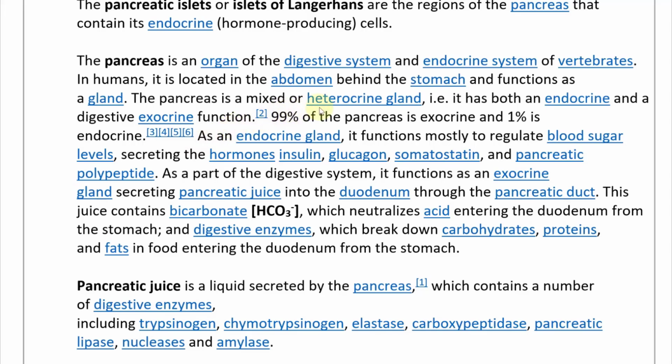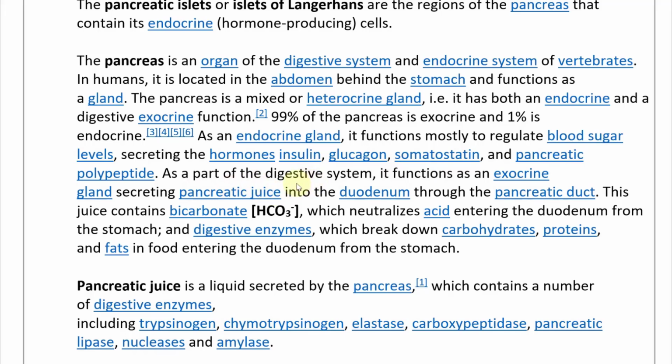The pancreas is a mixed or heterocrine gland. It has both an endocrine and a digestive exocrine function. 99% of the pancreas is exocrine and 1% is endocrine. As an endocrine gland, it functions mostly to regulate blood sugar levels, secreting the hormones insulin, glucagon, somatostatin, and pancreatic polypeptide.